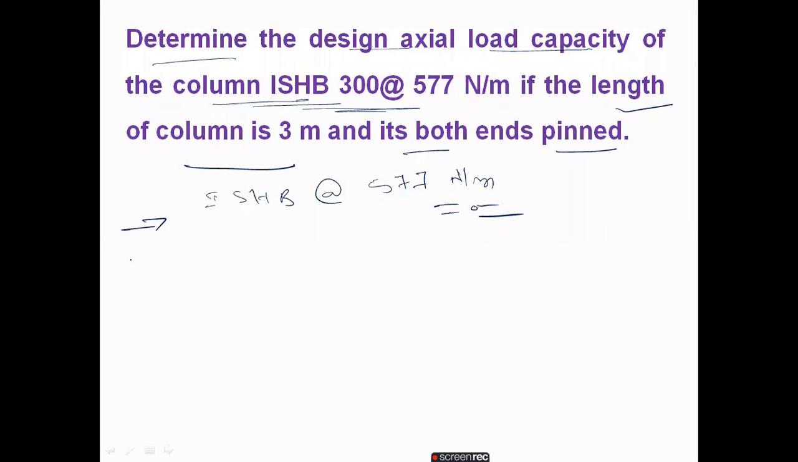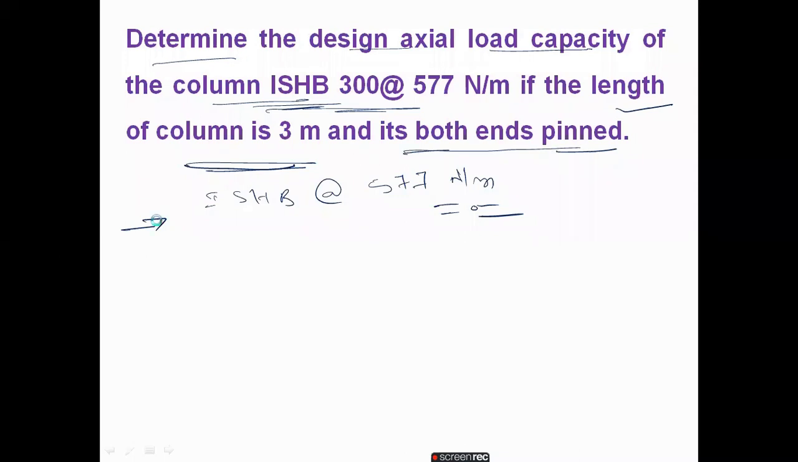My dear students, so this is the problem. Today we are going to discuss how to solve this problem. Determine the axial or design axial load capacity of the column. This is the member, that is the ISHB 300. If the length of the column is 3 meters and the condition for the column is both ends are pinned or hinged, whatever it may be.